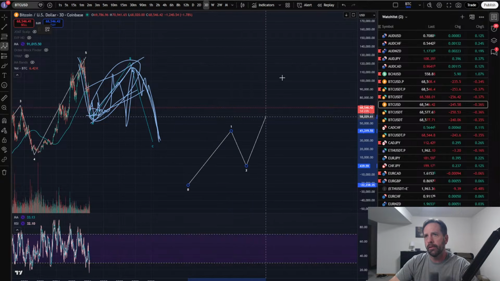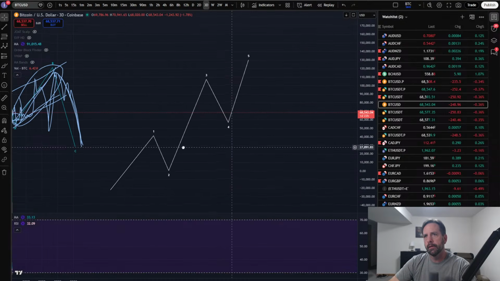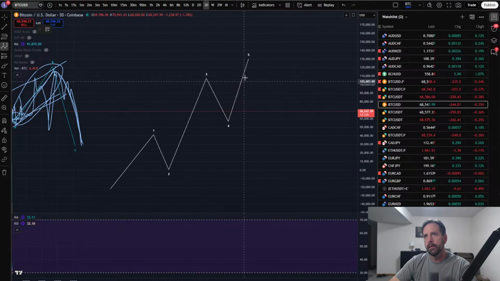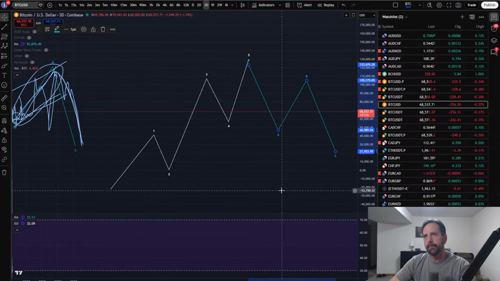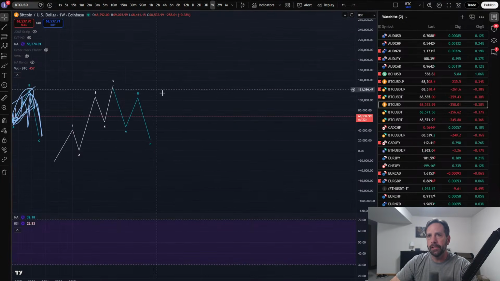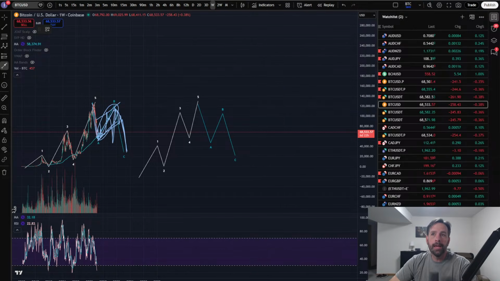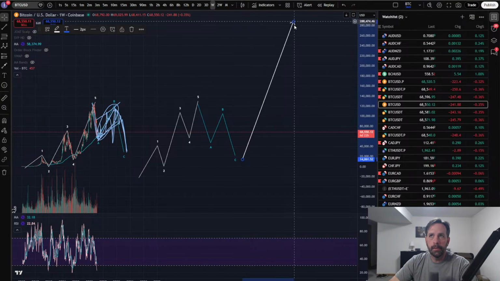Okay, you got 1, 2, 3, 4, 5. Okay, and then you get A, B, C. Okay, that's an Elliott Wave sequence, which gives rise, after that's finished, to the 3rd wave, and the 3rd wave is the big wave.